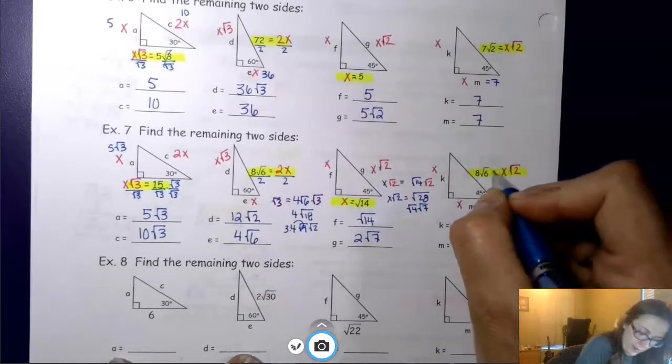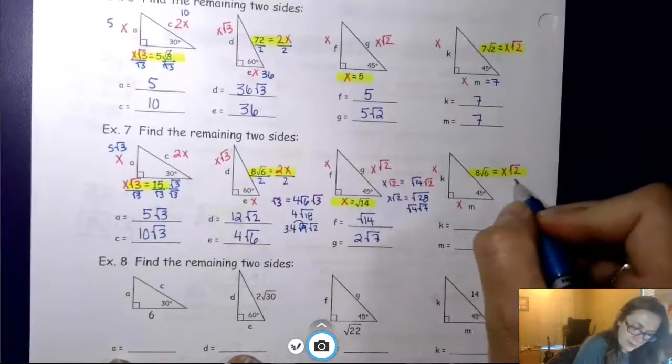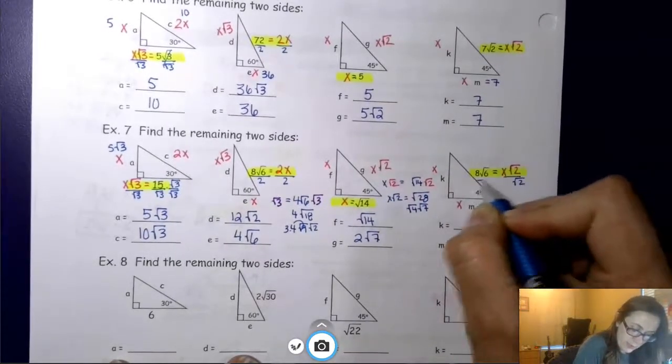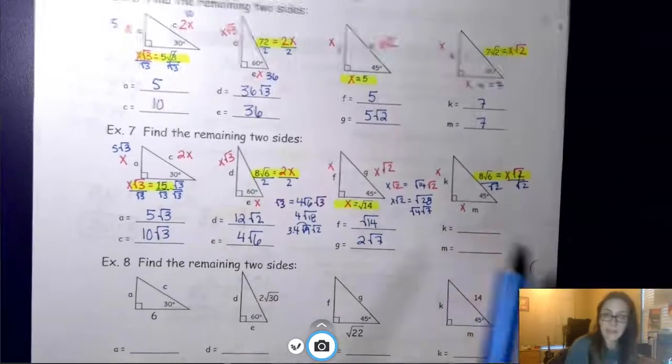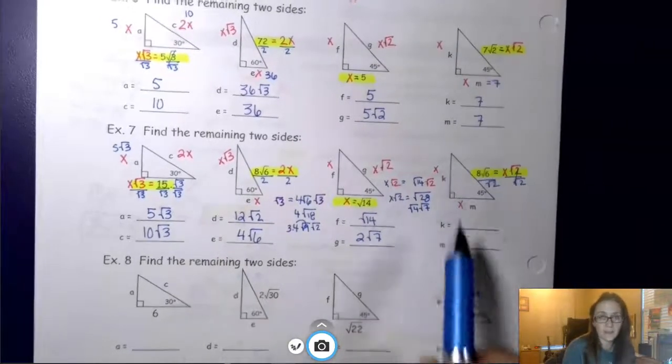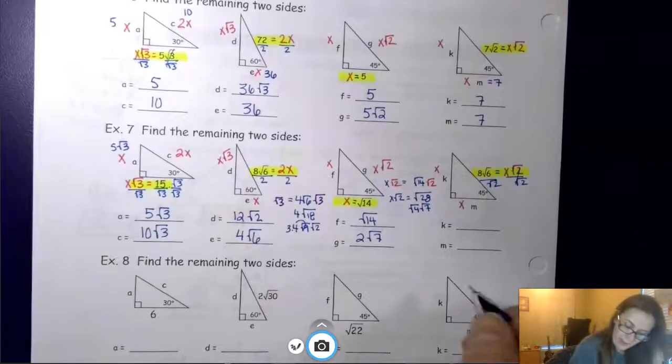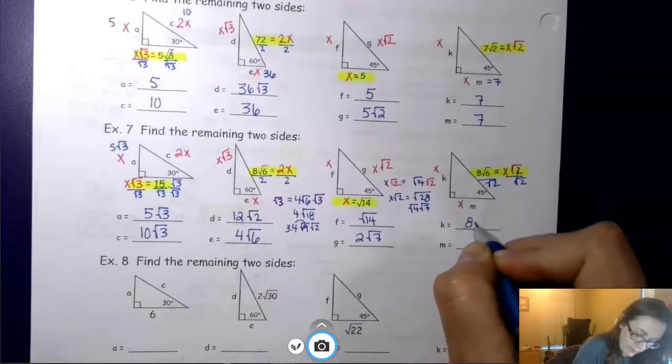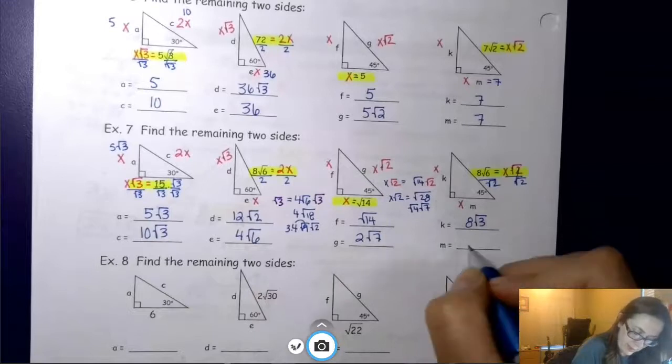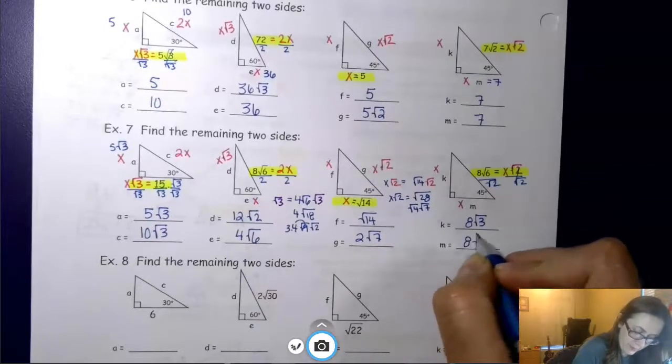Now here we have 8 root 6 equals x root 2. Divide both sides by root 2. Now what's nice is because you have the root 6, you can divide those numbers. 6 divided by 2, I end up with 8 root 3. Those are going to be the same. K and M will be the same.